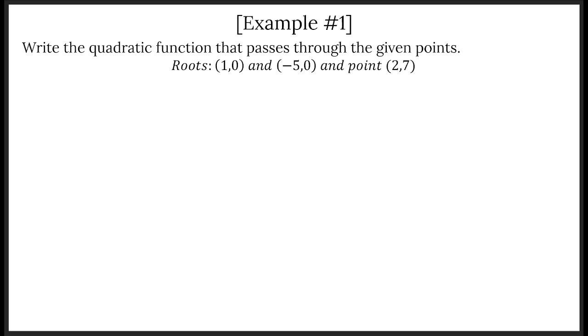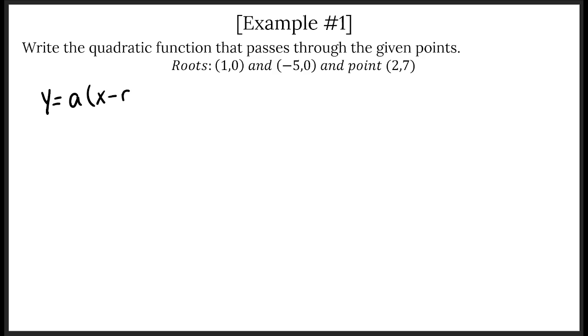Write the quadratic function that passes through the given points, roots (1, 0) and (-5, 0), and the point (2, 7). Since we are working with roots, it would be best if we use the factored form of a quadratic equation, plug in the numbers that we need, and we can start building our function like that. Think about the formula for factored form.